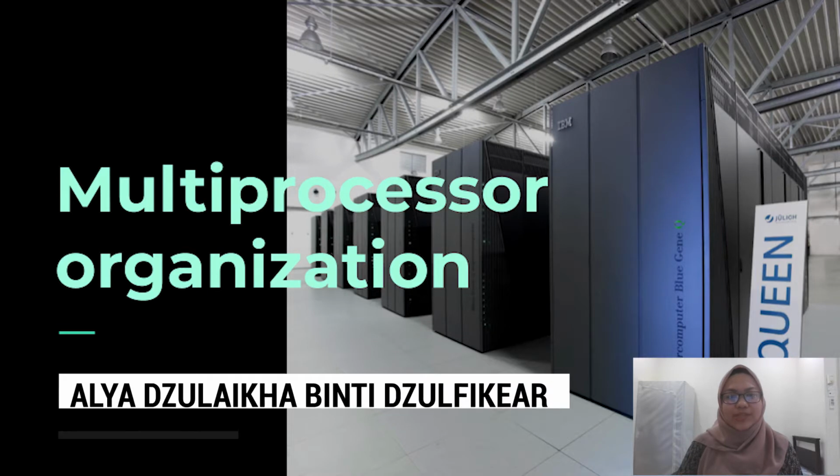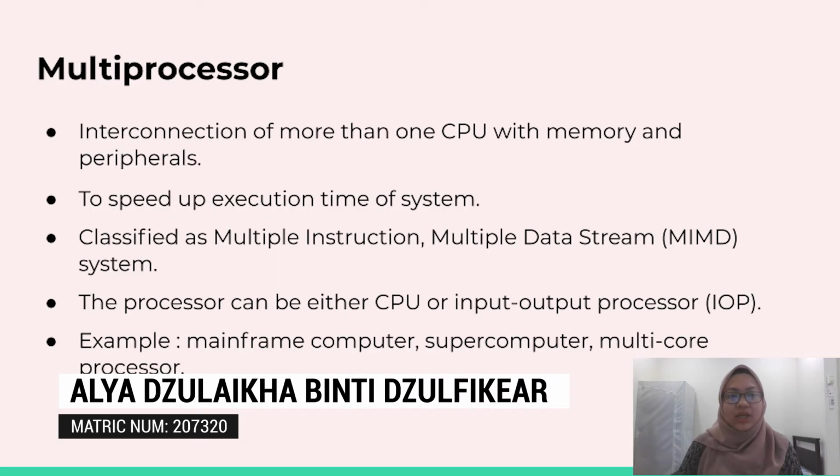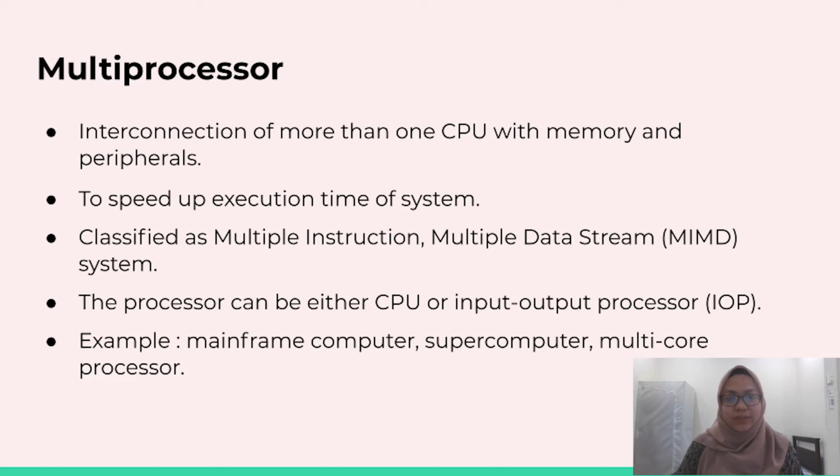A multiprocessor is a system which has more than one CPU connected together with the memory and peripherals. Multiprocessors are used to speed up the system execution time. It is classified as a multiple instruction, multiple data stream (MIMD) system. The term processor in a multiprocessor can refer to either a CPU or an input-output processor. Mainframe computers, supercomputers, and multi-core processors are some examples of multiprocessors.